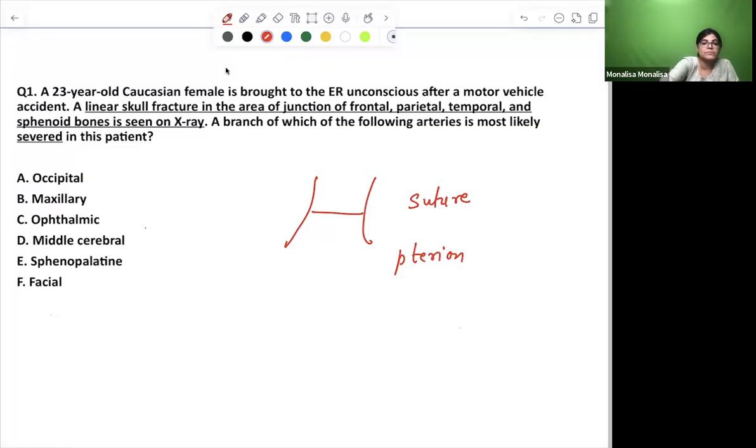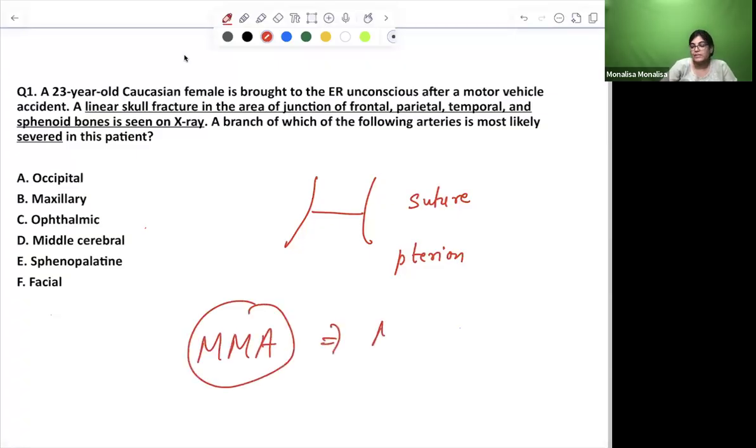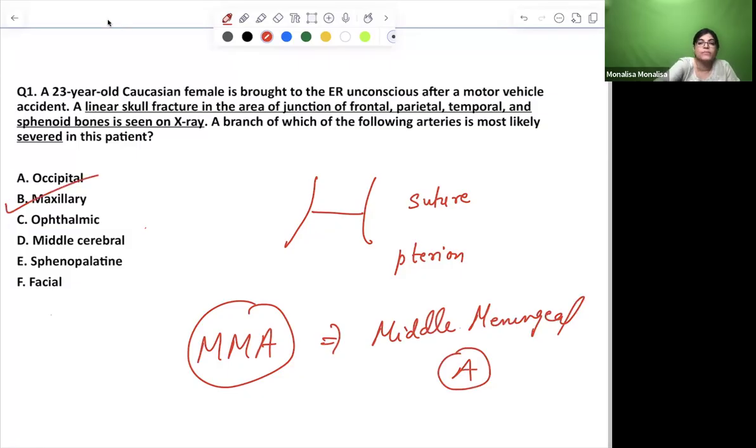No, that is middle cerebral. Anyone? The artery which will be injured is the middle meningeal, MMA. And can you tell me the middle meningeal artery is a branch of? We know that the middle meningeal artery is a branch of the maxillary artery. So yes, now I got the right answer from many of the students.